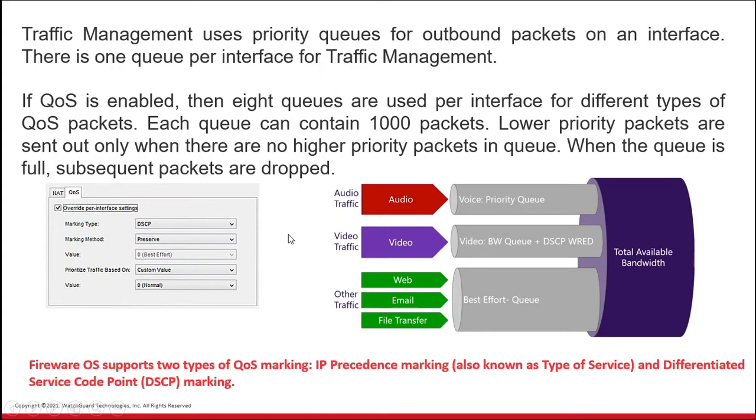Now, the firewall operating system supports two types of quality of service marking. The IP precedence, which is widely used and also known as type of service, and another one, which is DSCP, or differentiated services code point marking, which is also used by some vendors, like for example Cisco. So depending on the marking that is required within the network, or with the ISP, or with the firewall that you're going to be dealing with on the other side, sometimes you can choose one of them.